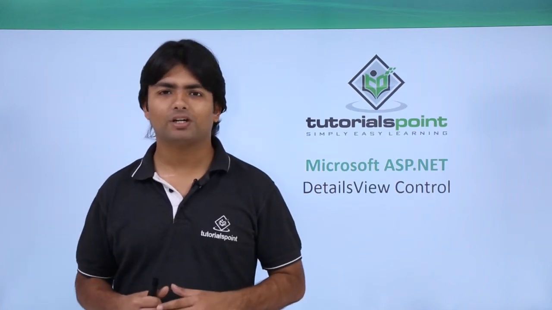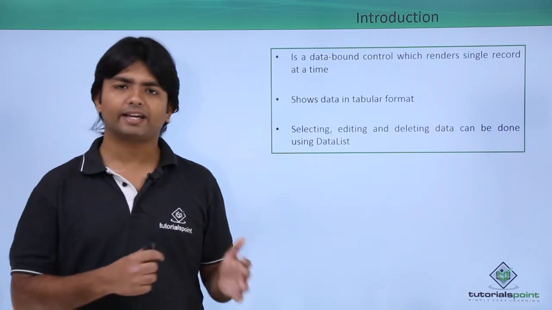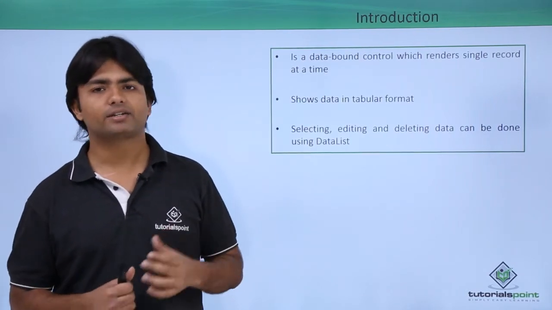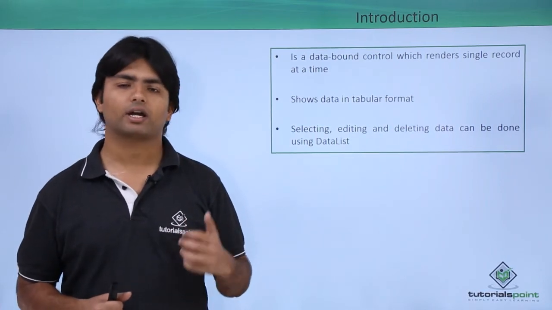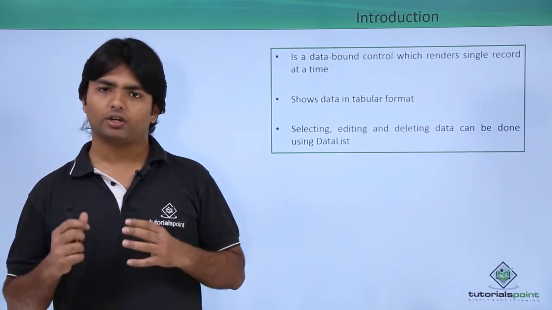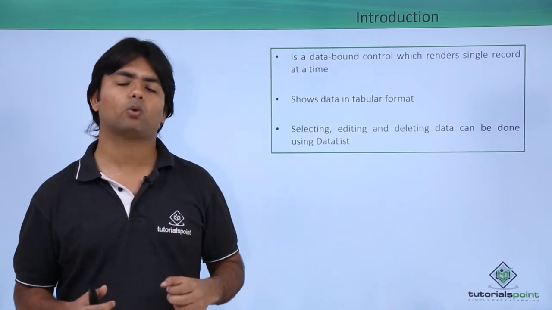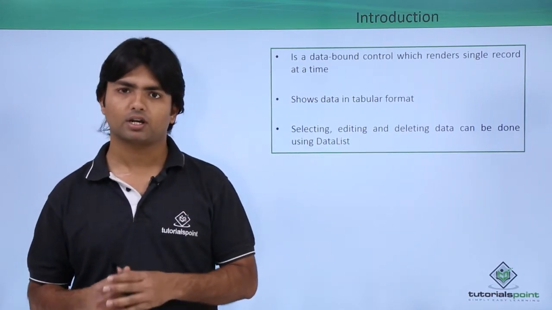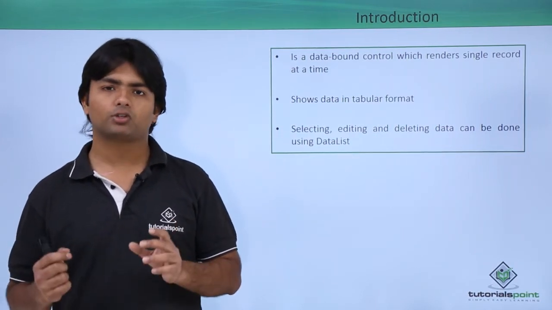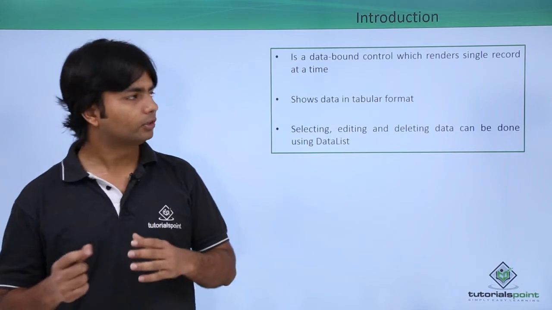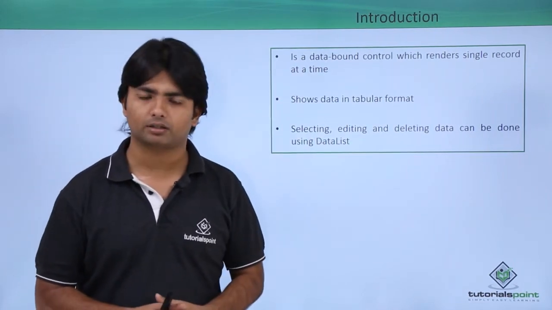In this video, we will cover the Details View Control. Details View Control, like Grid View, will show the data in a tabular format, but it will only render one record at a time. Meaning if your data source contains multiple records, it will only show the first record of the list, but it is a good idea to write a query which will return a single record. So it will show that particular information in a detailed manner.